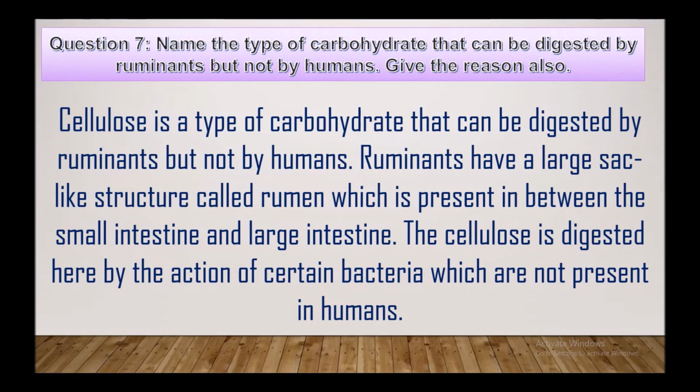Question 7. Name the type of carbohydrate that can be digested by ruminants but not by humans. Give the reason also. So the answer is cellulose is a type of carbohydrate that can be digested by the ruminants but not by humans. Ruminants have a large sac-like structure called rumen which is present in between the small intestine and large intestine. The cellulose is digested here by the action of certain bacteria which are not present in humans.